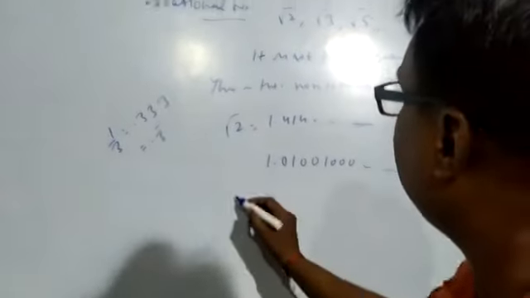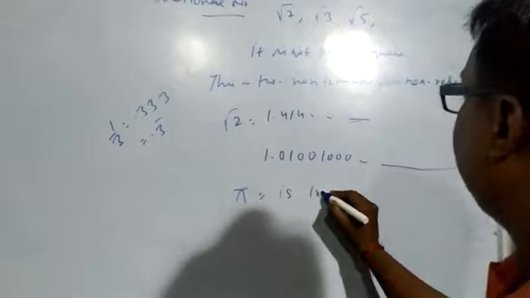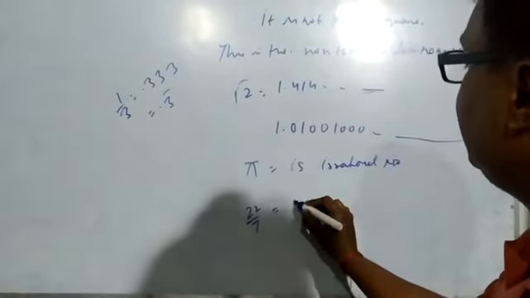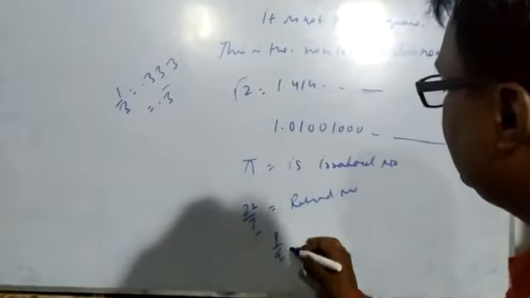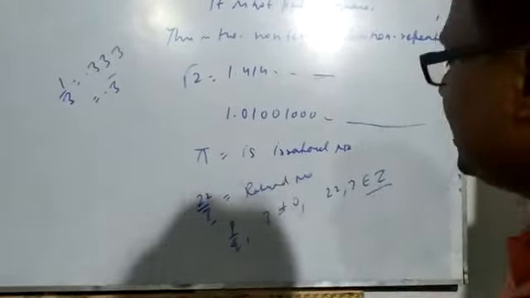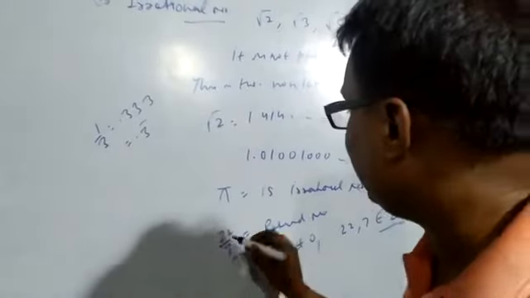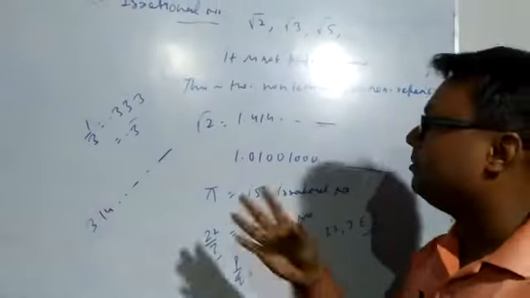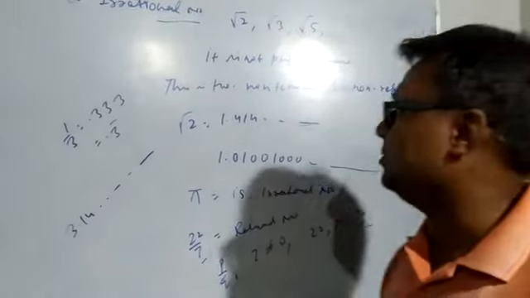And if we talk about pi, most students are confused: pi is an irrational number, and 22 by 7 is a rational number, because it is in the form of P by Q, 7 is not 0, and 22 and 7 belong to Z. So 22 by 7 is a rational number, but pi is irrational because the value of pi comes 3.14 something, which can't terminate and is not repeating.